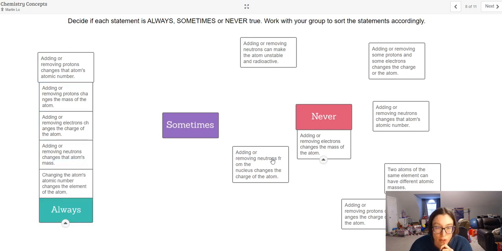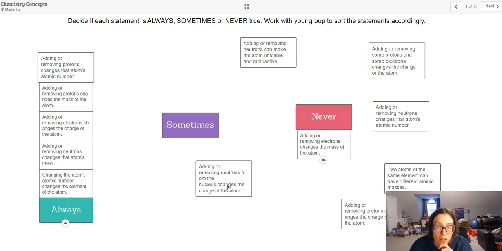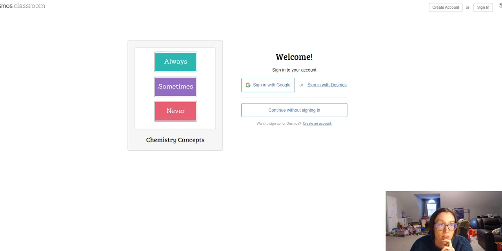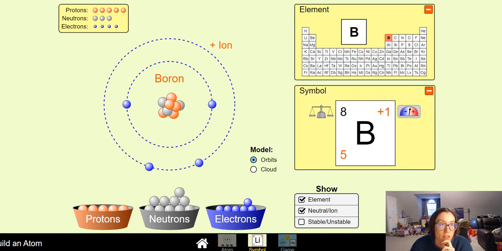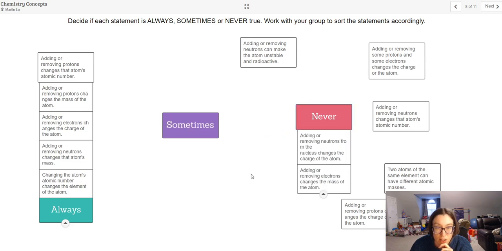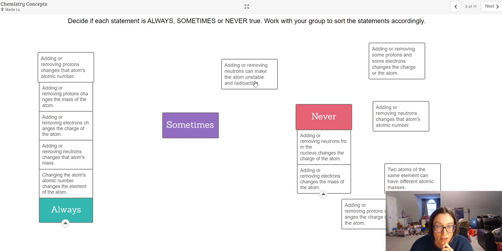All right, adding or removing neutrons from the nucleus changes the charge of the atom. So let's see. We're adding or removing neutrons, and we're looking at the charge. Does it change? No, the charge does not change. Let's go back to here. Does not change. Adding or removing neutrons can make the atom unstable and radioactive.